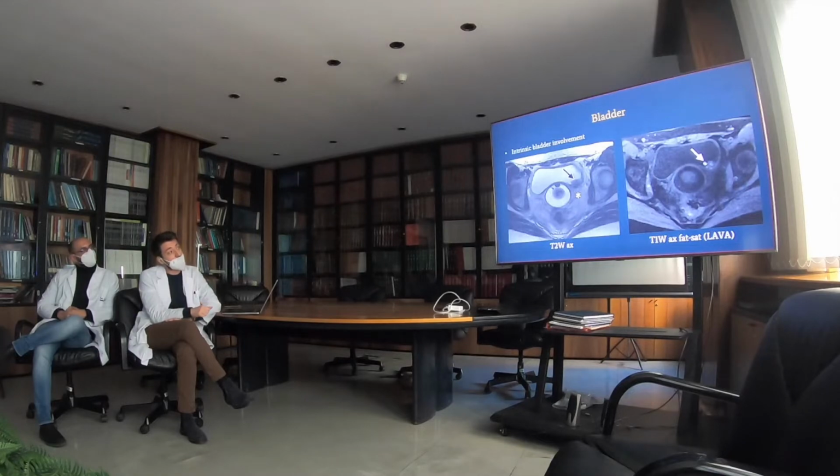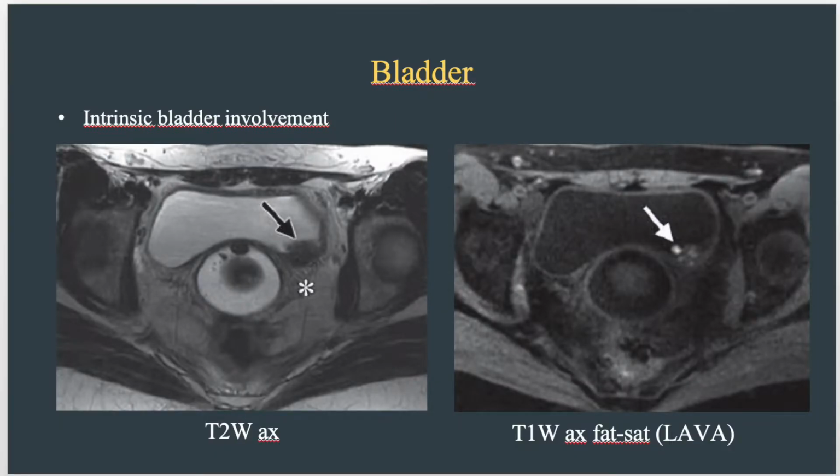Here we can see a case of an intrinsic bladder involvement in a T2 sequence that we can see as a hypointensity in the left ureteral injection, and on the right we can see a LAVA sequence with the bloody foci inside the lesion.